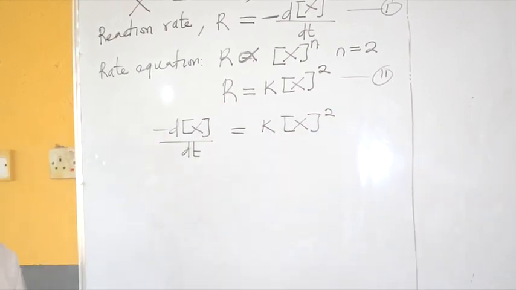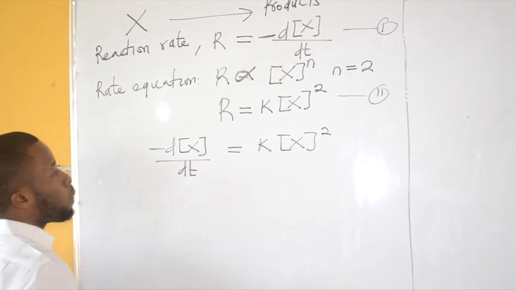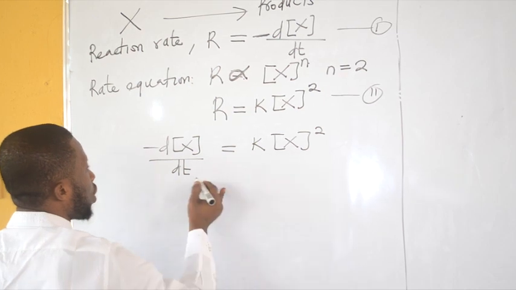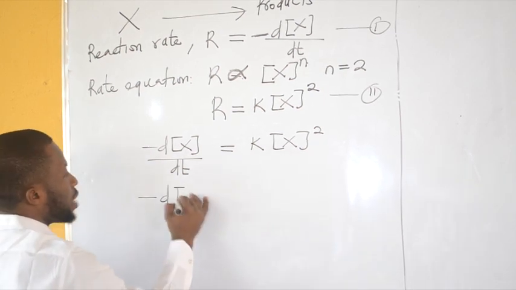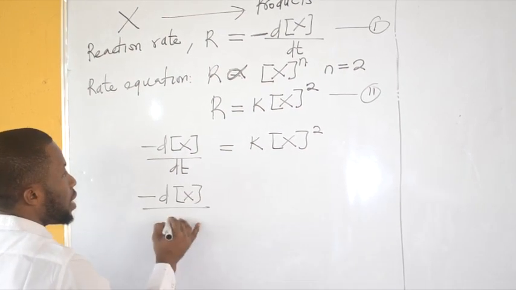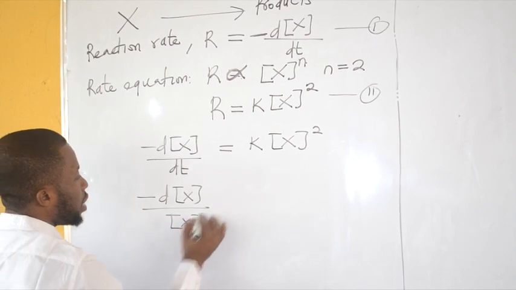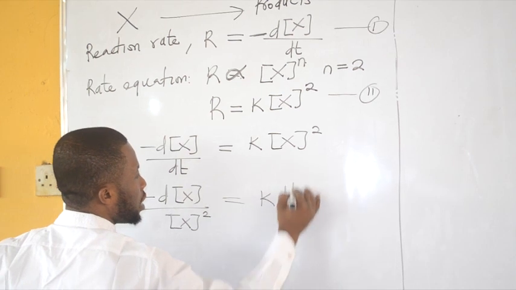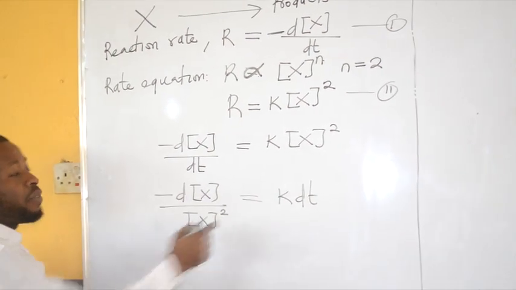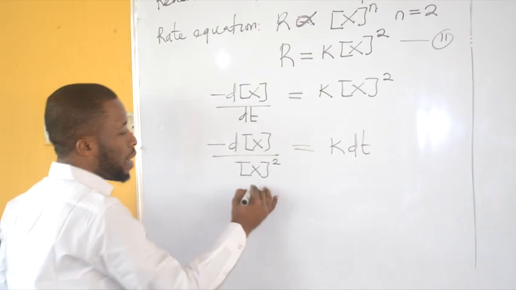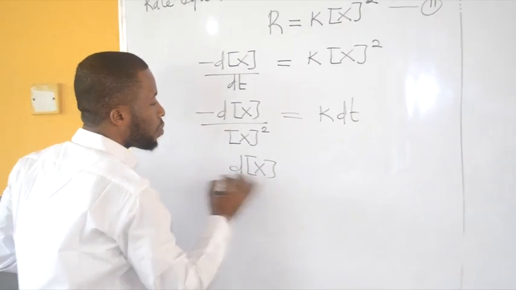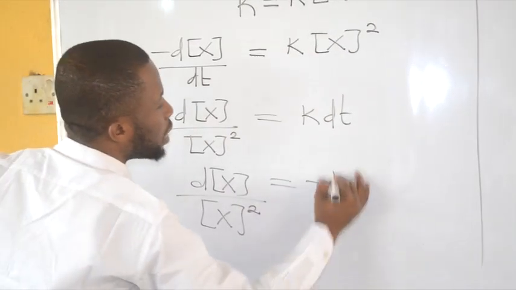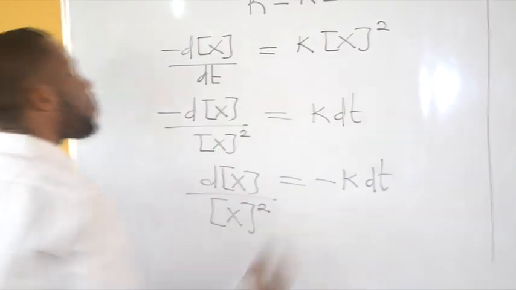And if I do some rearrangement, I will have that the T goes here and X comes down. Then we have dx over X raised to power 2, which is equal to K dt. And also I decide to bring the negative sign towards the right hand side. Then I will have dx over X squared is equal to negative K dt.